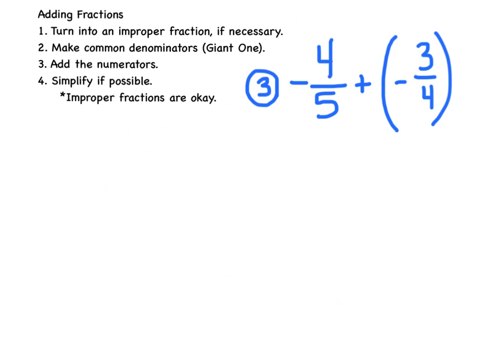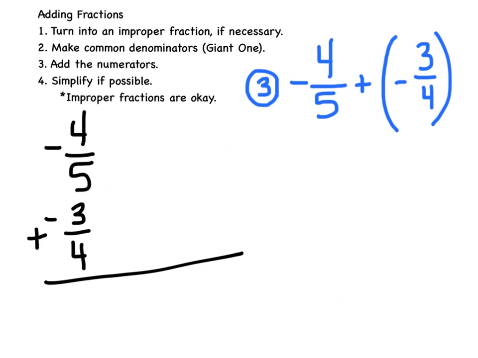Let's try one more example together before you do some on your own. All right, so we have negative 4/5 plus negative 3/4. And again, I'm looking for my denominator here, and the first number that 5 and 4 both go into is going to be 20. So that's going to be our common denominator here.